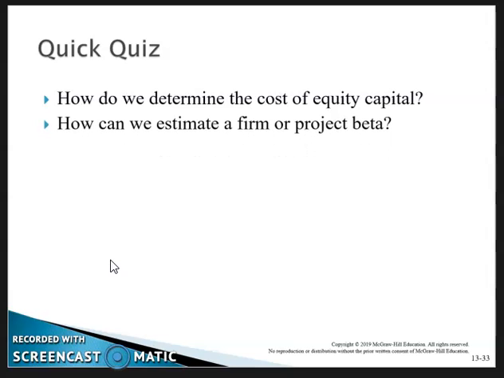So how do we estimate a firm or project beta? The formula for beta is the covariance of the asset with the market divided by the variance for the market. So we would take that information and calculate the beta. We can also use industry or project betas, as we saw when we were doing our examples.